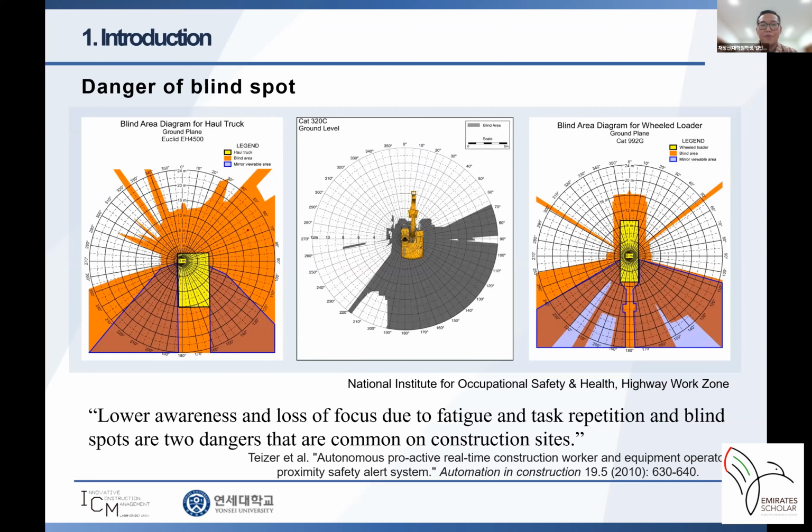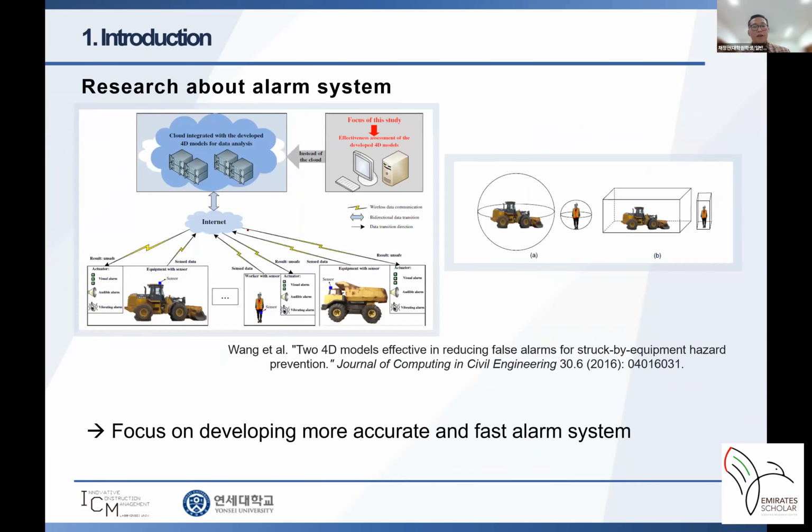As you can see in the top three features, the blind spot is a serious problem for construction equipment or construction vehicles. The operator or the driver of such vehicle or equipment cannot see their surroundings well. Many alarm systems are developed to prevent struck-by accidents. Like this research, they developed two 4D models to reduce the false alarm for struck-by accident hazard prevention. These kinds of alarm system research are focusing on developing more accurate and fast alarm systems.